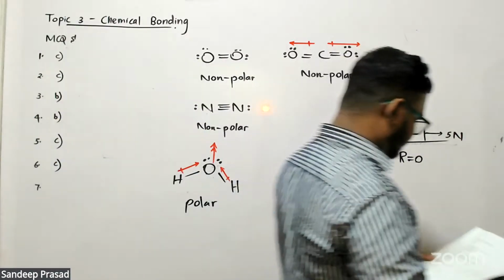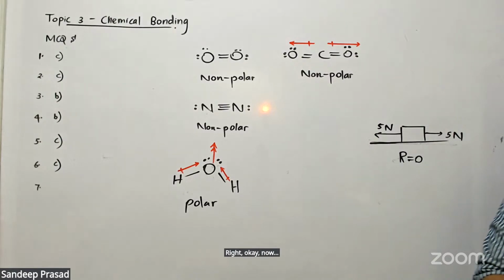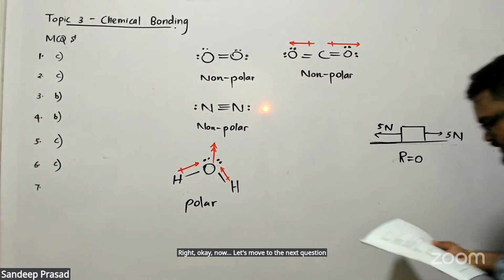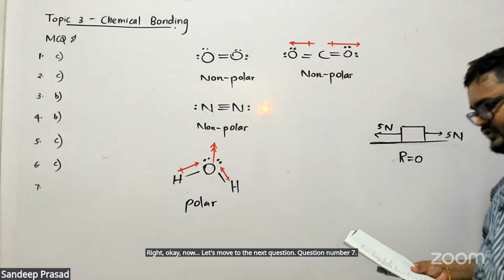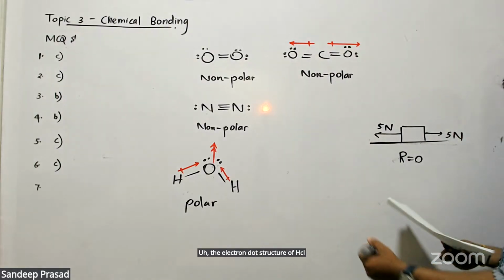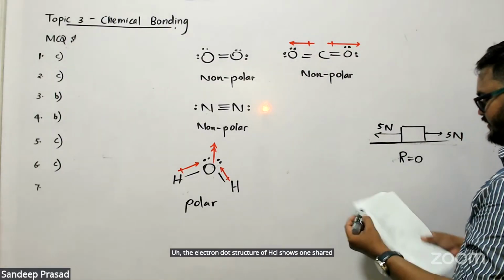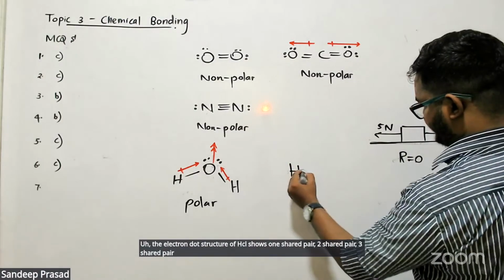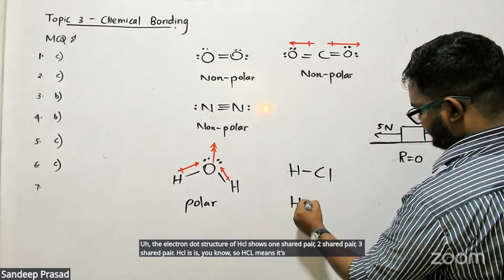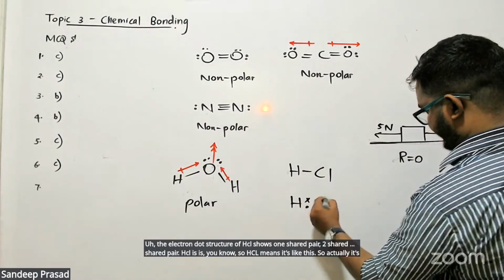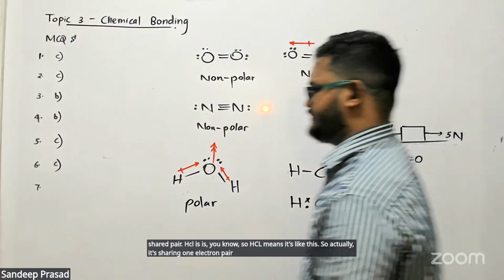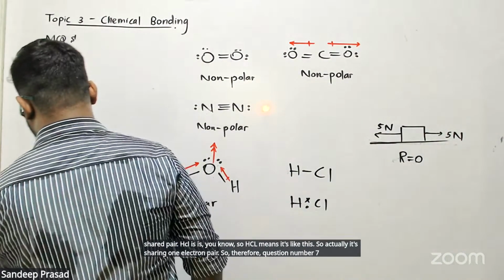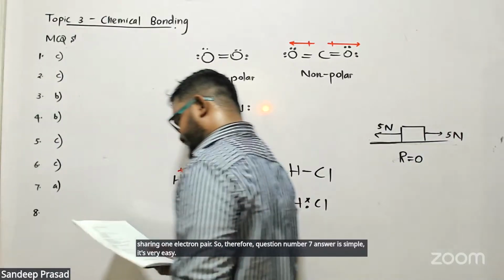Okay, now let's move to the next question. Question number 7. The electron dot structure of HCl shows 1 shared pair, 2 shared pairs, or 3 shared pairs. HCl is easy, no? It's like this. It's sharing 1 electron pair. So the answer for question number 7 is simple. It's very easy.